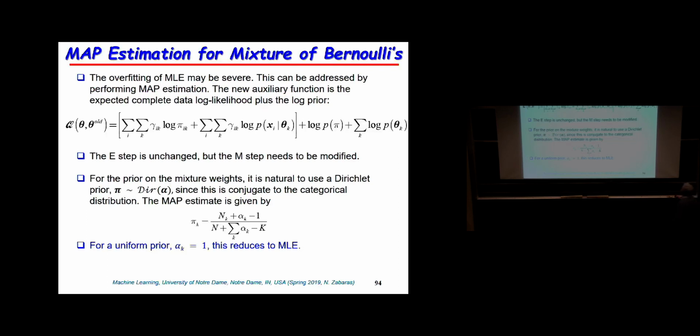And what is this term? Log of pi, which depends only on the mixing coefficients pi. So that means I have put a prior on what? You put a prior on pi, and can you actually tell me what prior? What prior will you put on the mixing coefficients? Maybe you have already seen it in earlier lectures.